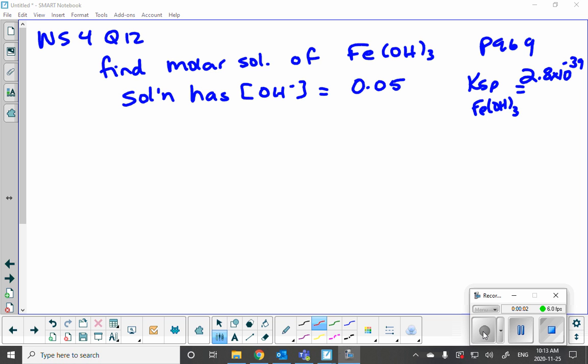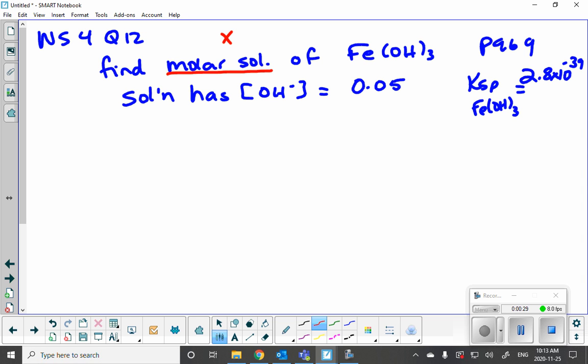All right, on worksheet 4, question 12, we're asked to find the molar solubility of iron 3 hydroxide. Molar solubility is X. That's what we're looking for, the maximum amount that can dissolve. If they were asking for the solubility product constant, they would have used the word constant, okay? Or they would have used the symbols KSP. So we're basically trying to solve for X.